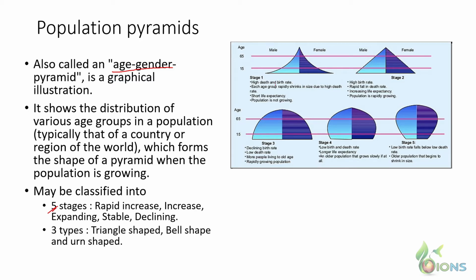So if we observe them, we'll find them in different geometrical shapes. If it is a triangular shape, it is usually increasing. The triangular ones usually refer to an increasing population. The bell-shaped curves usually represent a stabilizing population. Urn-shaped pyramids represent a decreasing population.